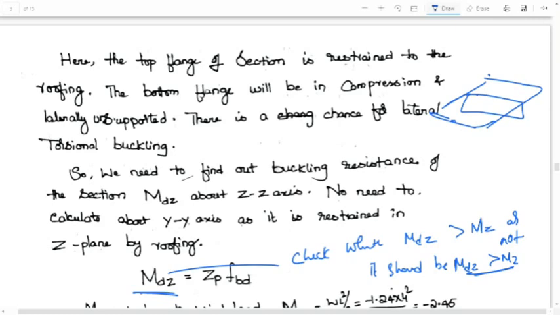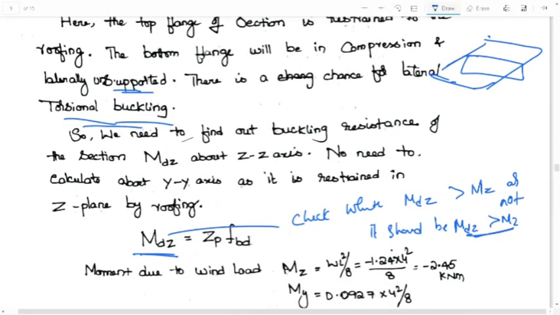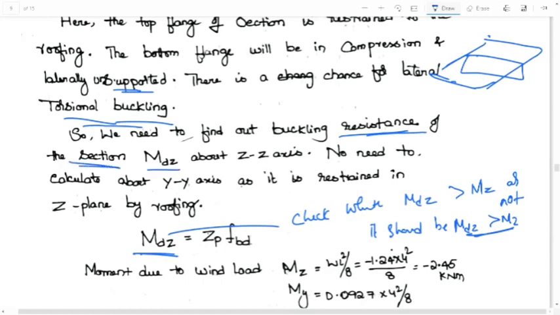It is laterally unsupported. So there is a chance of torsional buckling in the laterally unsupported case. We have seen this in our previous unit. Okay, so we need to find out the buckling resistance of this section, that is Mdz about the x axis. No need to calculate about the y axis as it is restrained in the z plane by the roofing.